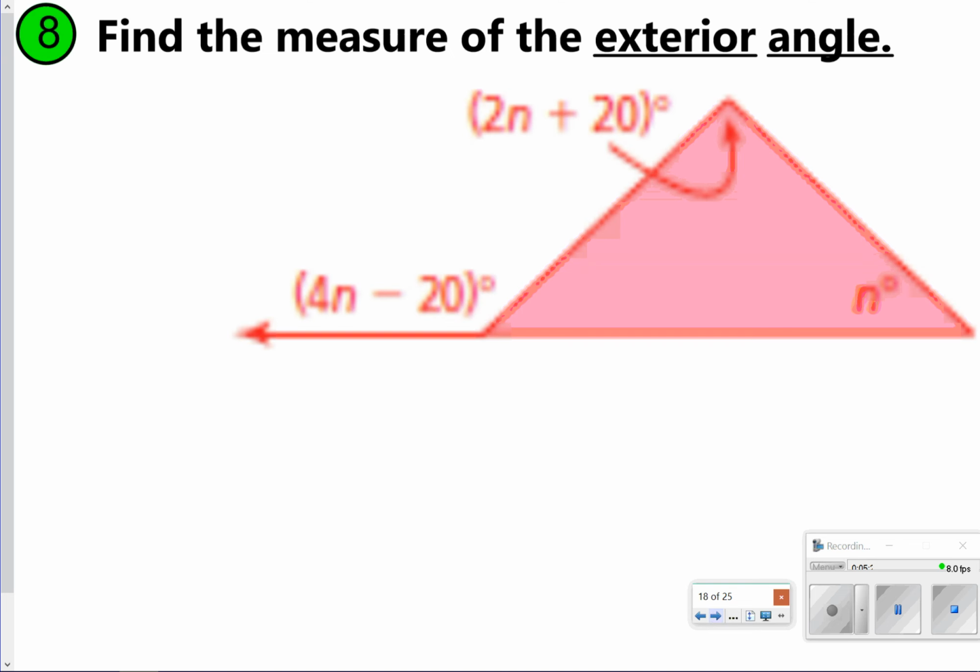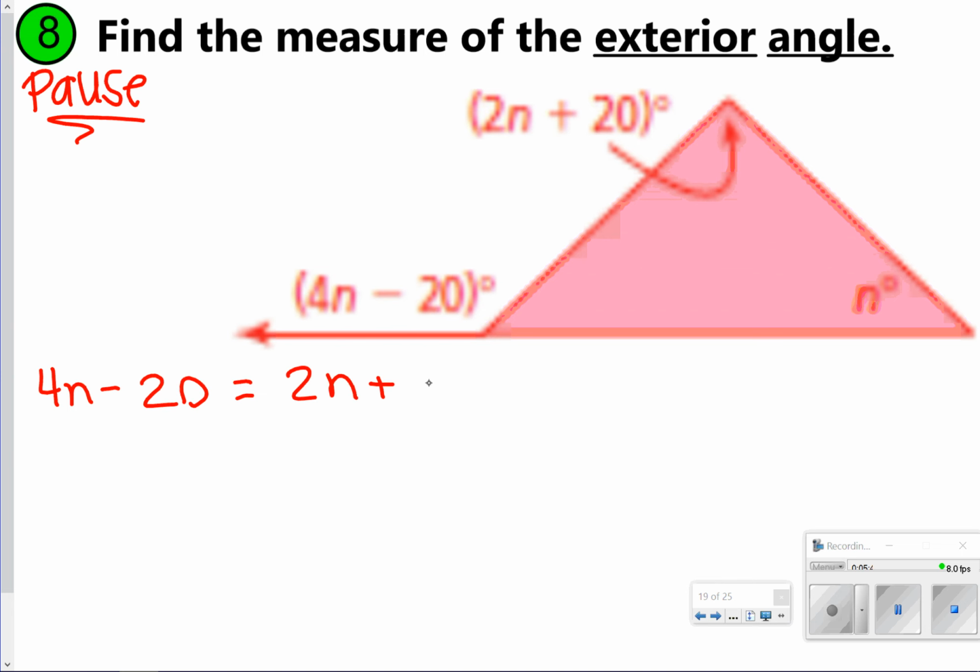Okay? Here's the one that you're going to try. Again, it'd be helpful to write the equation first. So let's go ahead and pause, and you're going to find the measure of the exterior angle by plugging in whatever n is equal to. All right, so my equation should be this. 4n minus 20, the exterior angle, is equal to the sum of the interior ones, 2n plus 20 plus n, the non-adjacent interior ones.